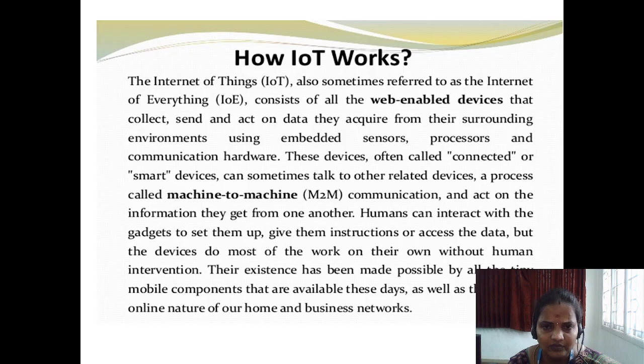So how does IoT work? We know that the Internet of Things is also sometimes referred to as the Internet of Everything. The things we call everything consist of all the web enabled devices. Web enabled devices are those devices having the ability to collect and exchange data over the internet. That is the thing here.